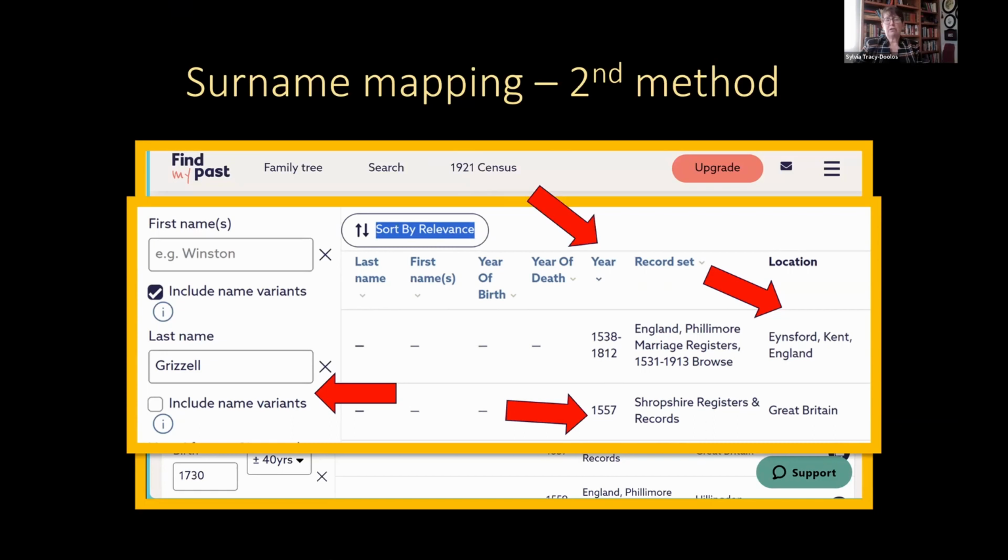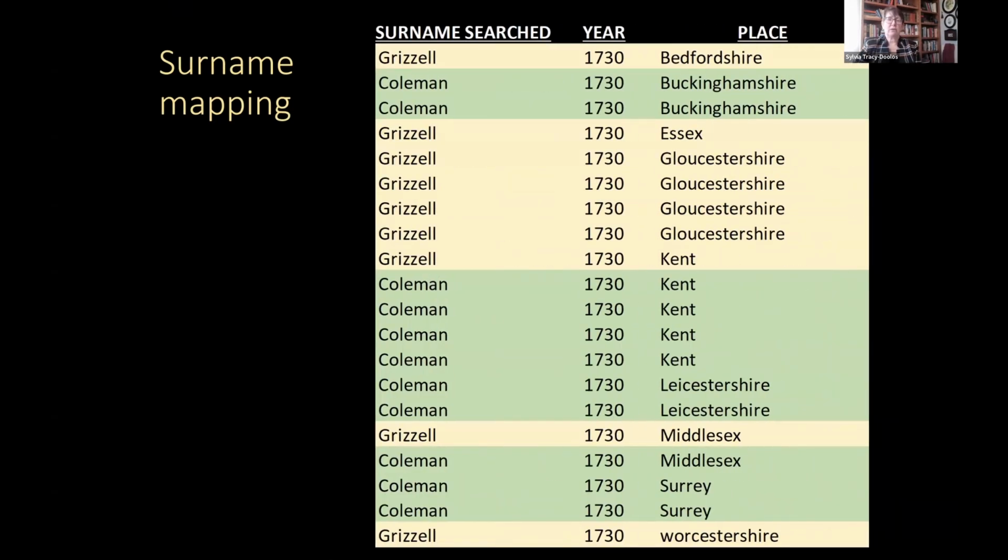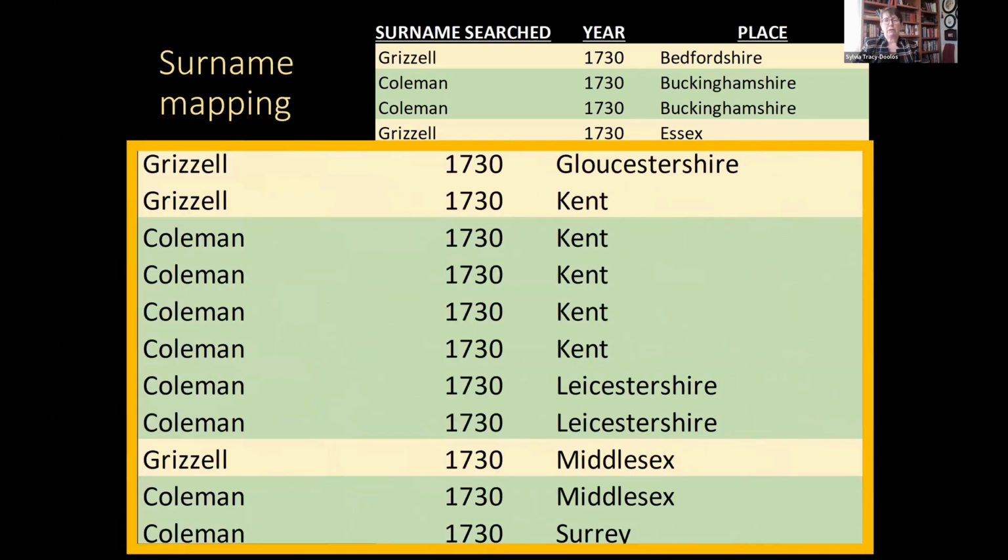Mind you, I have a fair number of results here. I only put in 20 in my spreadsheet just to give you a good sample of what that looks like. So I did the same thing with my Grizels and my Colemans. And I want to blow that up just a little bit so you can see that. And then I sorted it by the place where the family was. So again, this is just a list of 20 different either Grizels or Colemans in that.